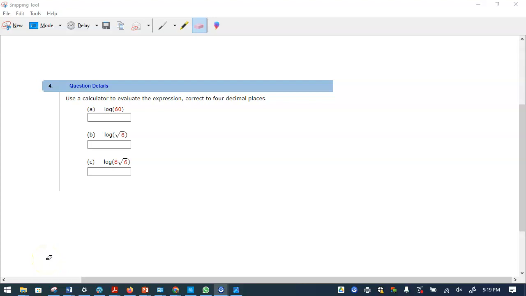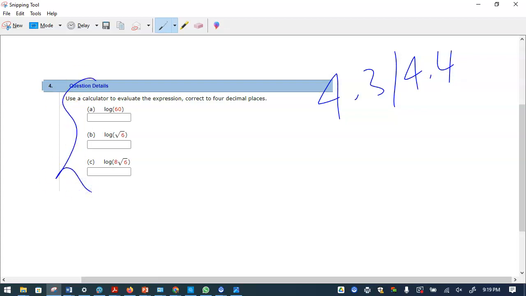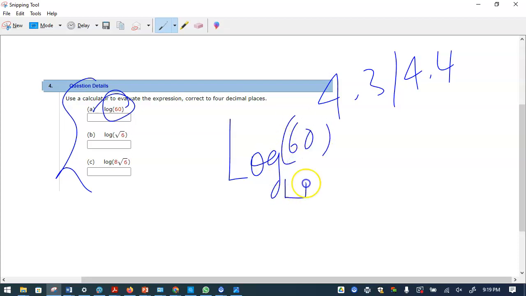Okay, students, in this video I'm continuing the 4.3 and 4.4 practice problems on logarithmic functions. Let me begin. How do we use the calculator to figure this out? What does the logarithm of 60 basically mean? It does not show any base here. What does that mean? This is a special logarithm with base 10.